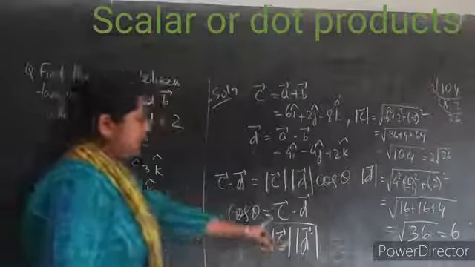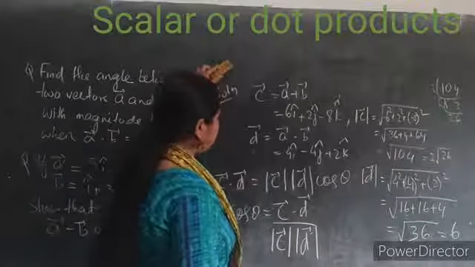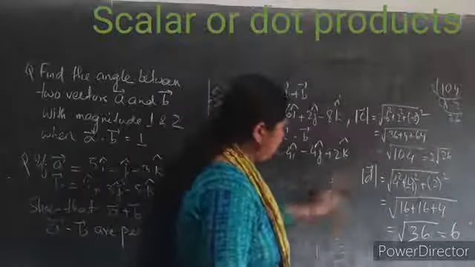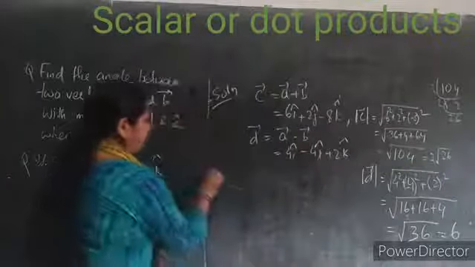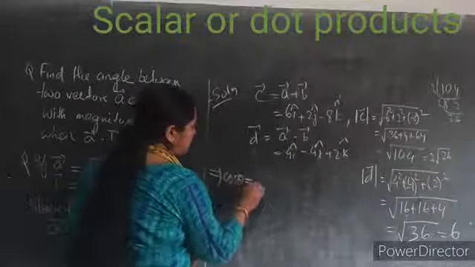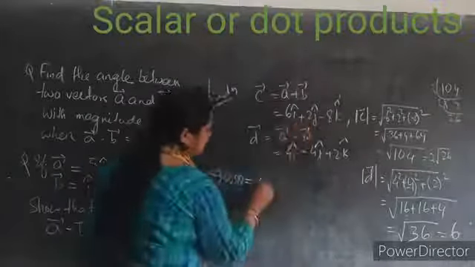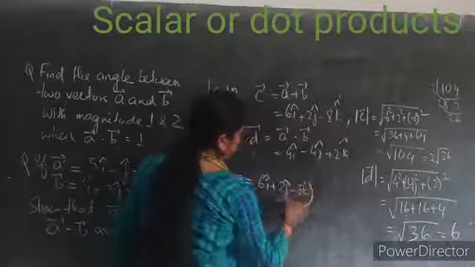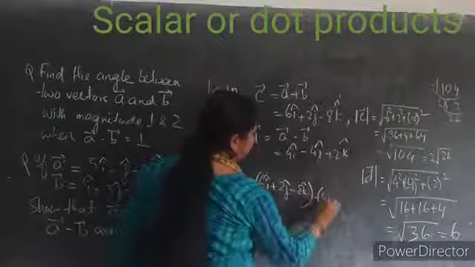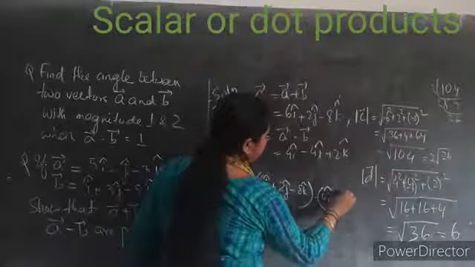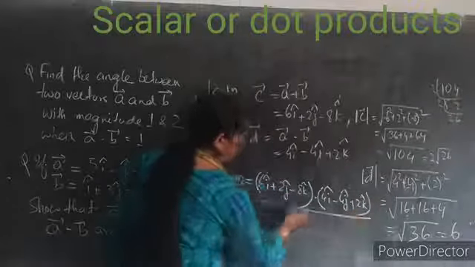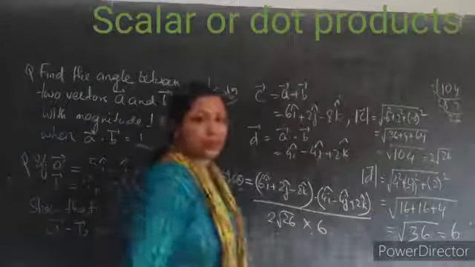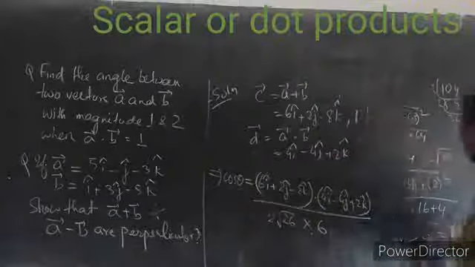Okay, so now C dot D. We have to apply this formula here. So cos theta: as you can see here, C is 6 i cap plus 2 j cap minus 8 k cap dot D. D is your 4 i cap minus 4 j cap plus 2 k cap, divided by magnitude 2 root 26 into 6. Okay, so I can rub out this magnitude part.